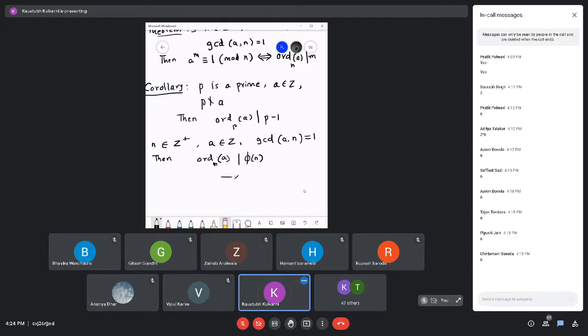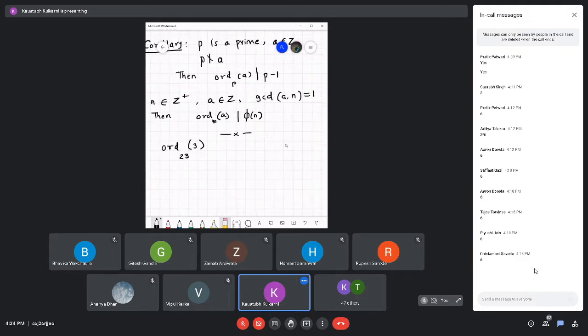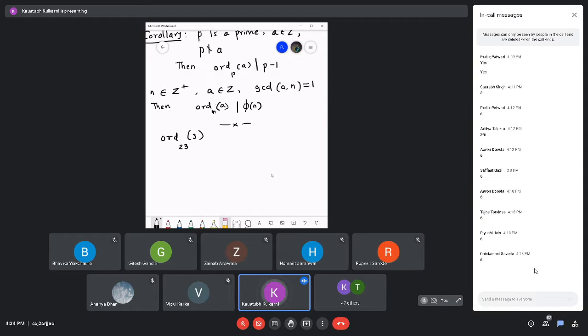So where can we use this fact? Any questions up to this part? Okay, so where can we use this theorem and this corollary? Suppose we want to find the order of 3 mod 23. One way is to try the powers of 3: 3 raised to 1, 3 raised to 2, 3 raised to 3, and so on.